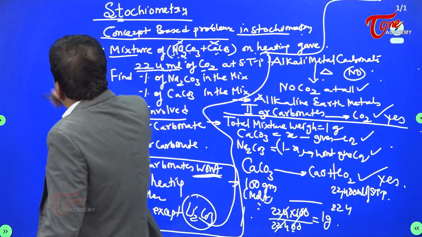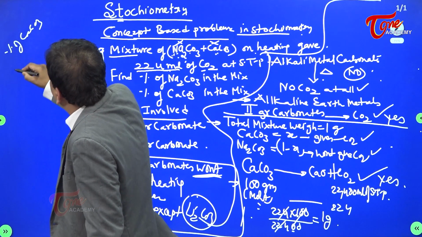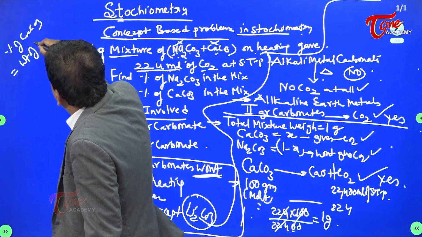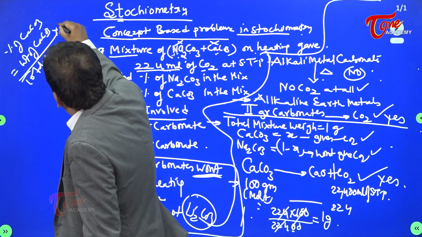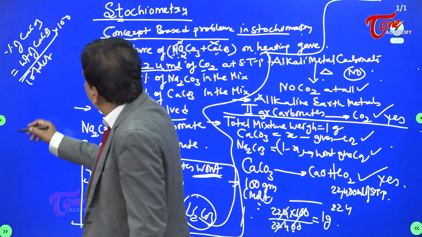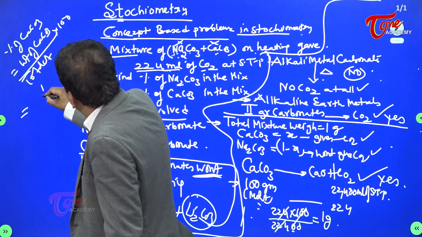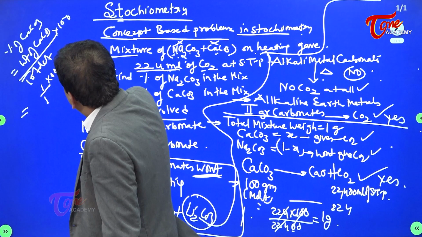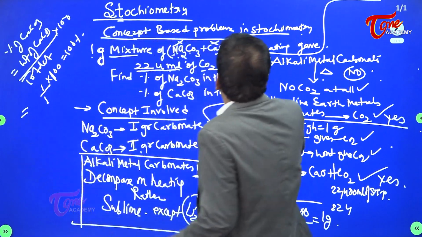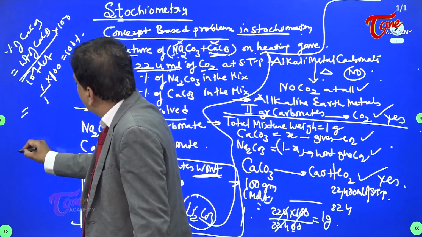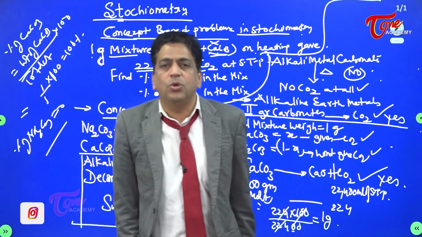So how do you find percentage? Percentage of calcium carbonate is equal to weight of calcium carbonate divided by total weight into 100. What is the weight of calcium carbonate? That is 1 gram. What is the total weight? 1 into 100, so that is equal to 100%. So everything is calcium carbonate. So percentage of Na2CO3 is absolutely 0. There is absolutely no sodium carbonate at all.